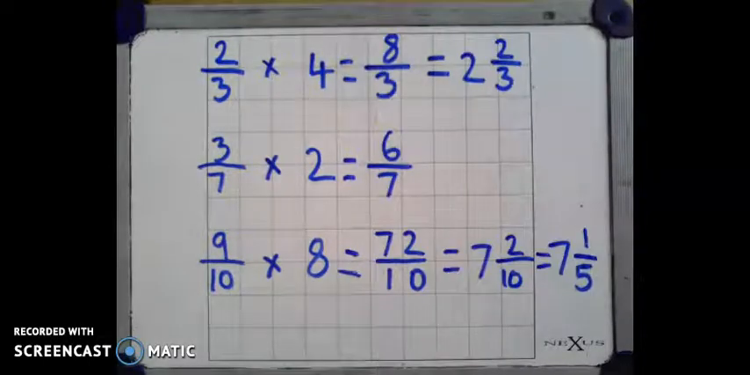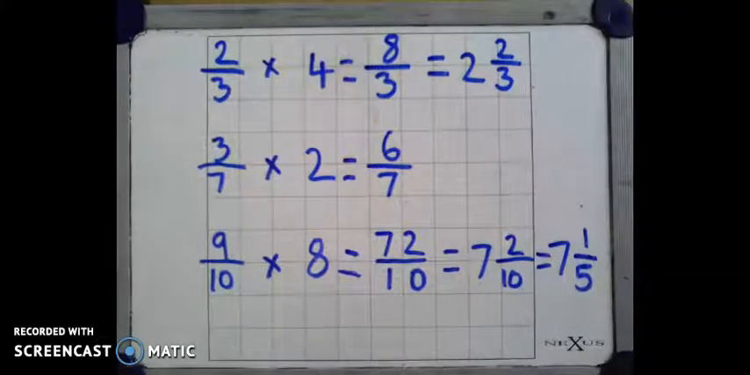Here are the answers to those calculations. 2/3 multiplied by 4 is 8/3, or as a mixed number, 2 2/3. 3/7 multiplied by 2 is 6/7. 9/10 multiplied by 8 is 72/10, or 7 2/10, or in its simplest form, 7 1/5.